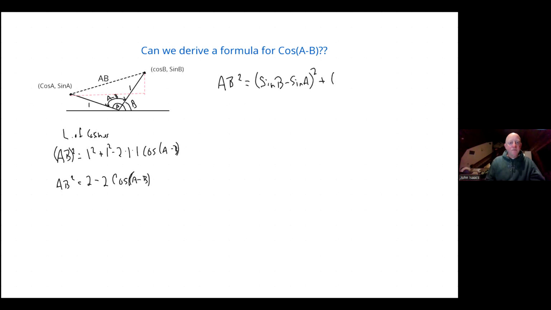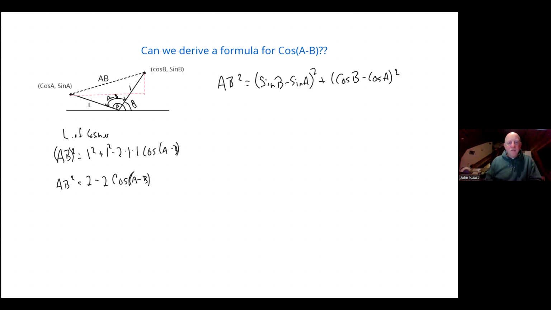Cosine B minus cosine A, squared. All right. So that statement equals AB squared, and the statement that we had from the law of cosines also equals AB squared. So they're the same thing. We're going to be able to use a system of equations to say that this is equal to this. But let's take a look at simplifying this Pythagorean theorem one, because I bet there are some trig identities in there that we know already.